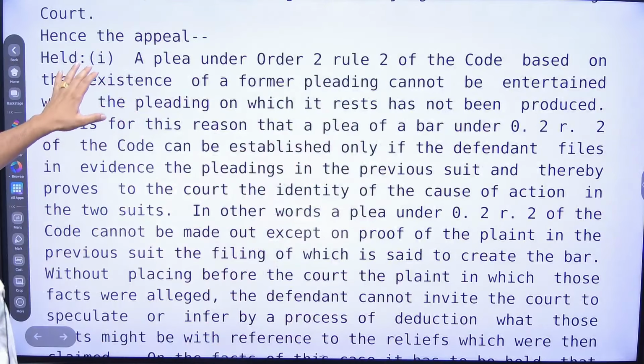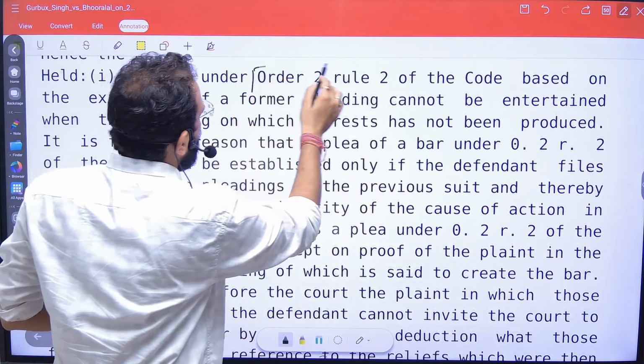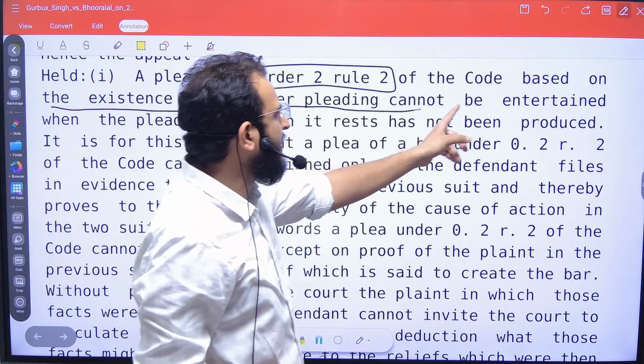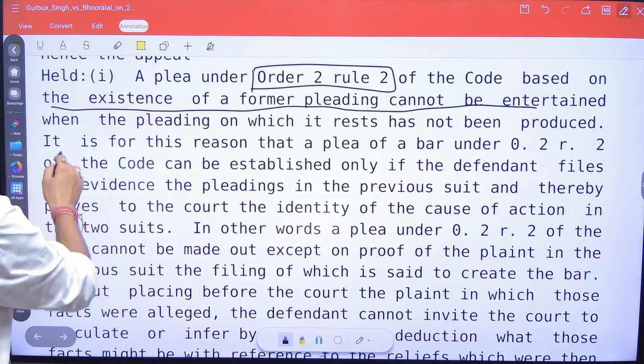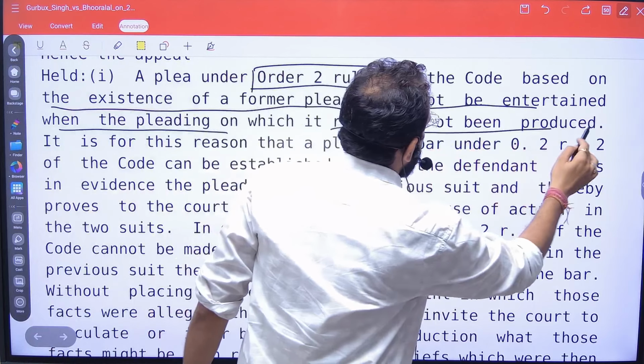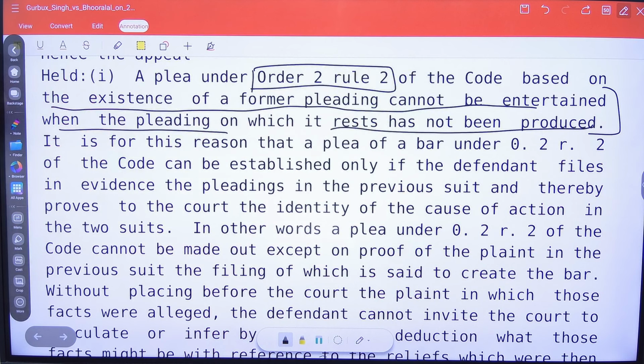ठीक है, just see what is written. It is saying that a plea under Order 2 Rule 2 of the Code is based upon the existence of former pleadings, and cannot be entertained when the pleadings on which it rests have not been produced. ध्यान से देखो. So it means what?